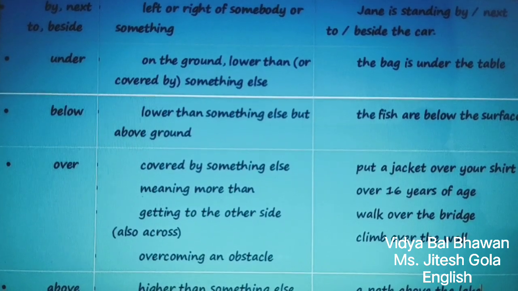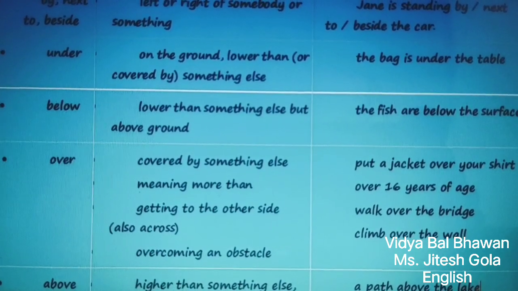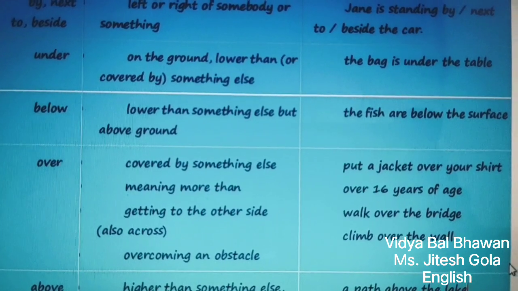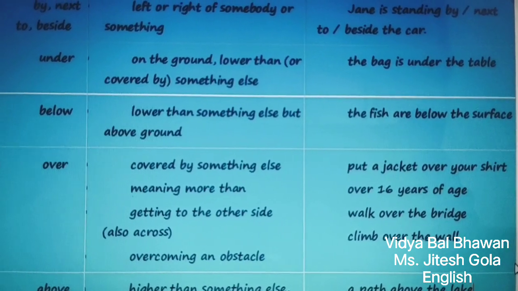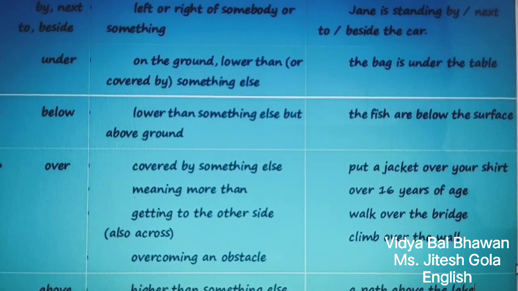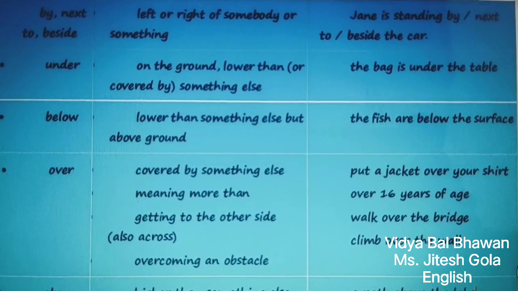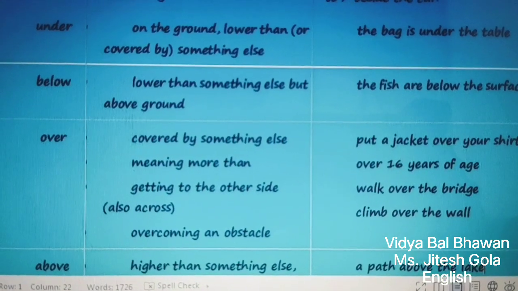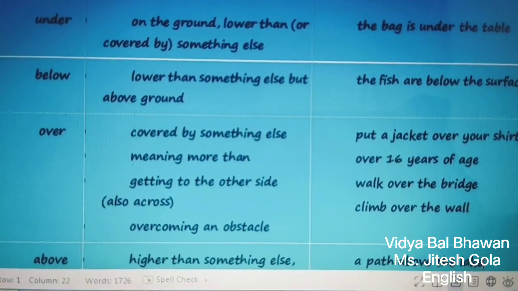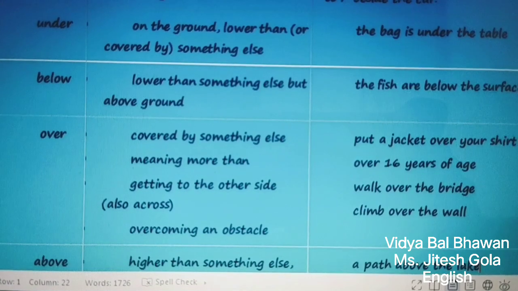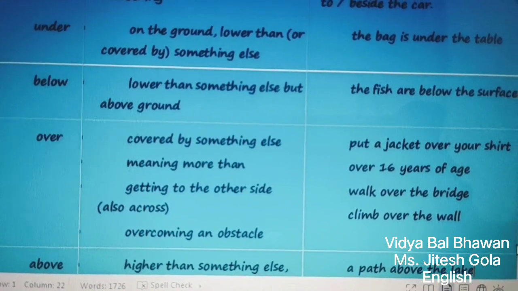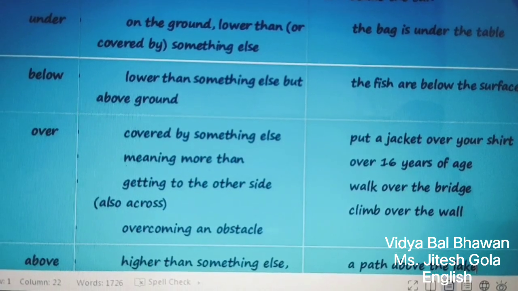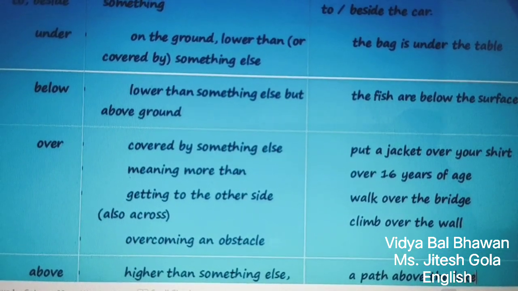In below, if we talk about lower than something else but above the ground. For example, the fish are below the surface, so we can see they are away from ground. Next is over. It can be taken for covered by something else, like put a jacket over your shirt. So you are using it when you are covering it by something else.